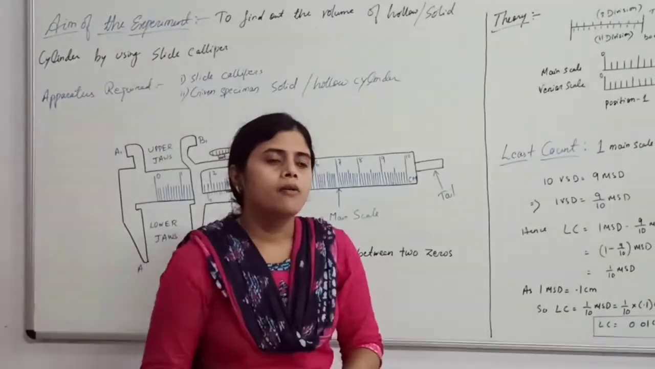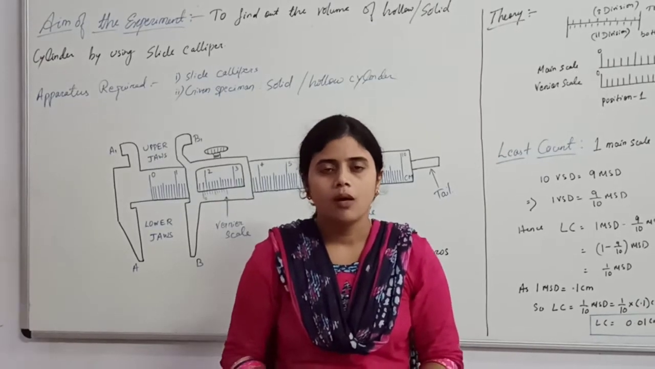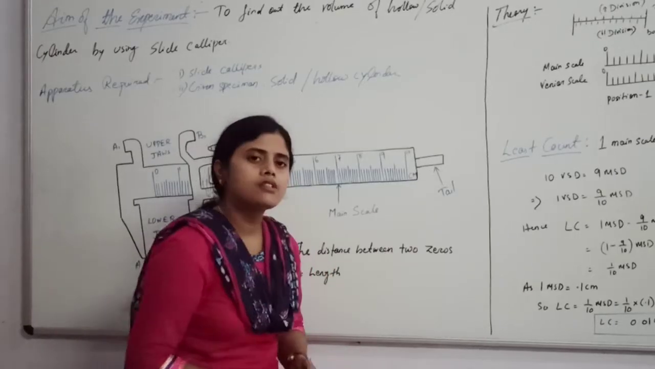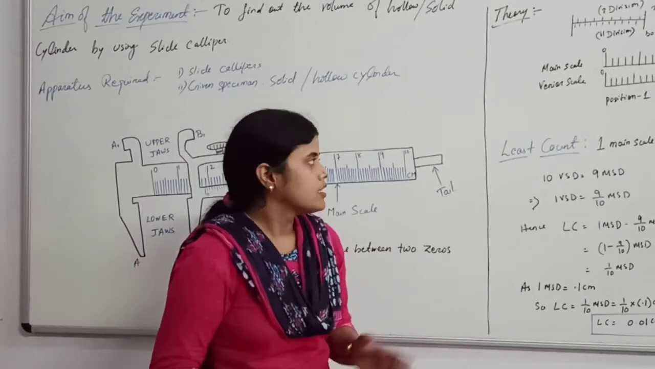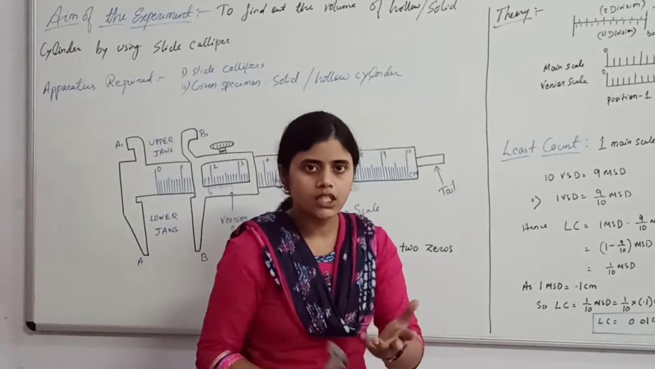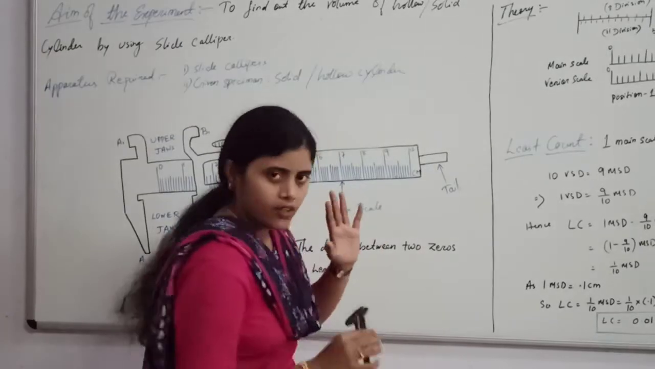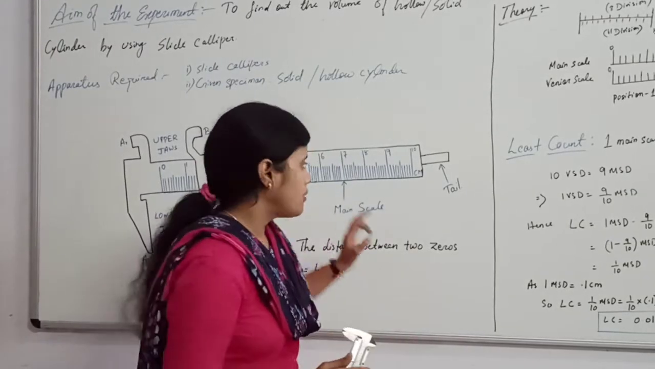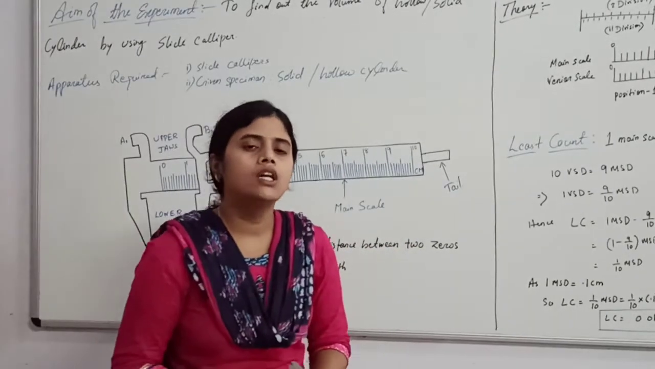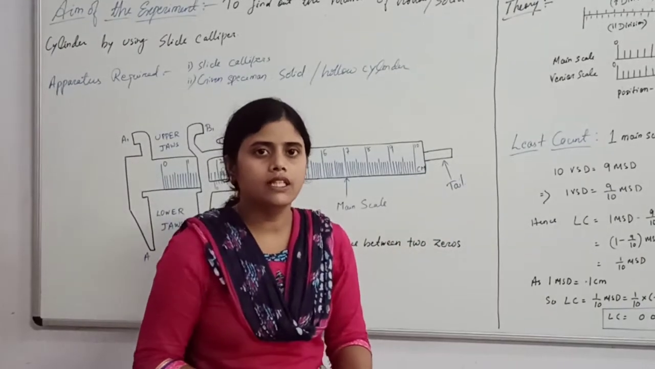That means below 0.1 centimeter, we cannot measure the length. But in case of our slide caliper, the minimum measurement is 0.01. That we call least count or the minimum measurement. I will tell you how this 0.01 centimeter came. But for the time being, you just know that the minimum measurement of this slide caliper is 0.01, which is very less as compared to our normal scale.